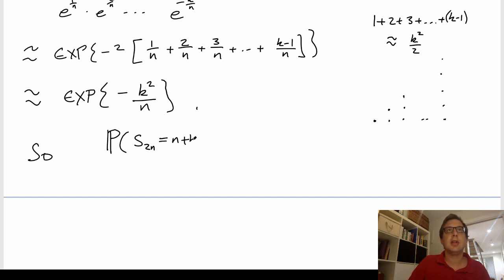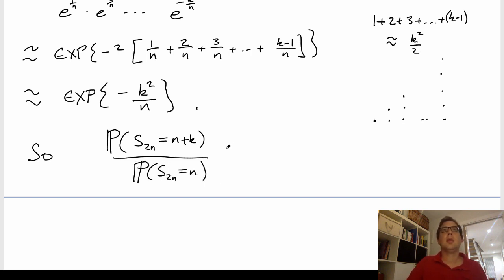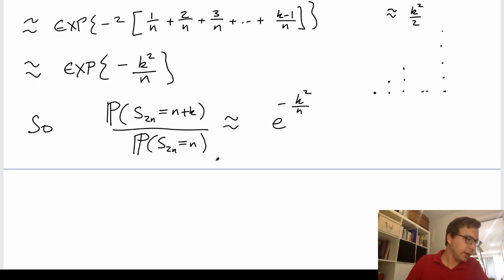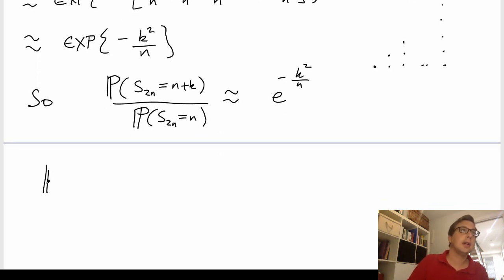Roughly speaking, if we look at the error and ask about getting an error of size k out of 2n coin tosses, the relative error between those two is e to the minus k squared divided by n, roughly. This is going to get more and more exact the bigger we let n get. Further, we can look at the probability that we get exactly the right amount, so exactly hit the mean.